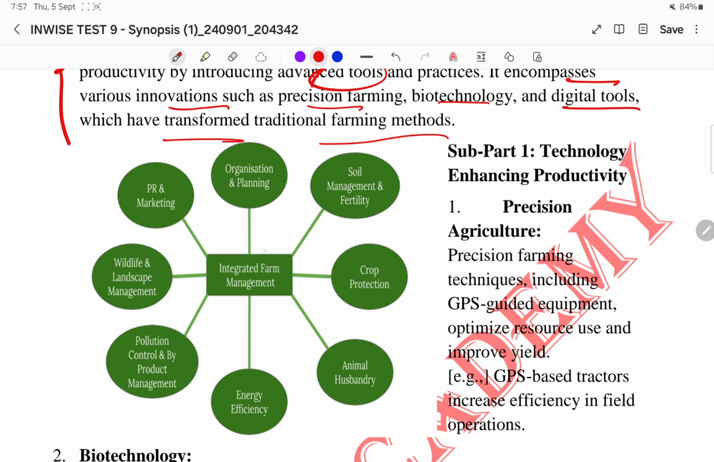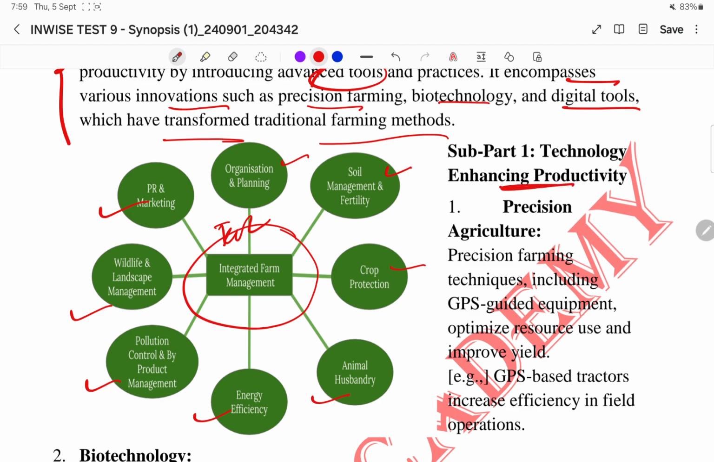Okay, so in which fields can we apply the technology here? Like organization in planning, soil management, crop protection, animal husbandry, energy efficiency, pollution control, wildlife and landscape management, PR and marketing. So these are the fields where we can apply the technology. So come to the answer.